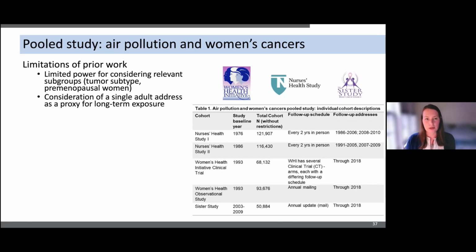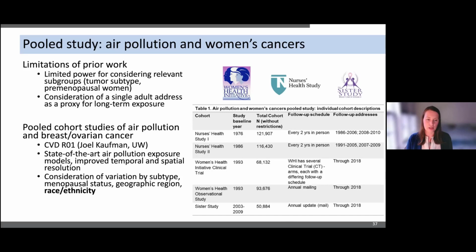So I'm working now on a pooled study that is pooling data across 5 different large cohorts, so the Nurses' Health Study 1 and 2, the WHI clinical trial, and the Women's Health Observational Study in addition to the Sister Study.